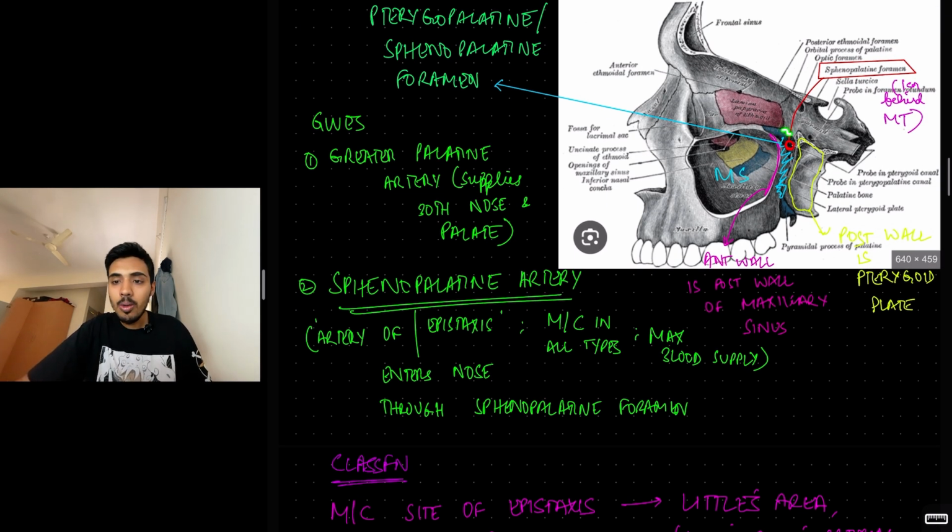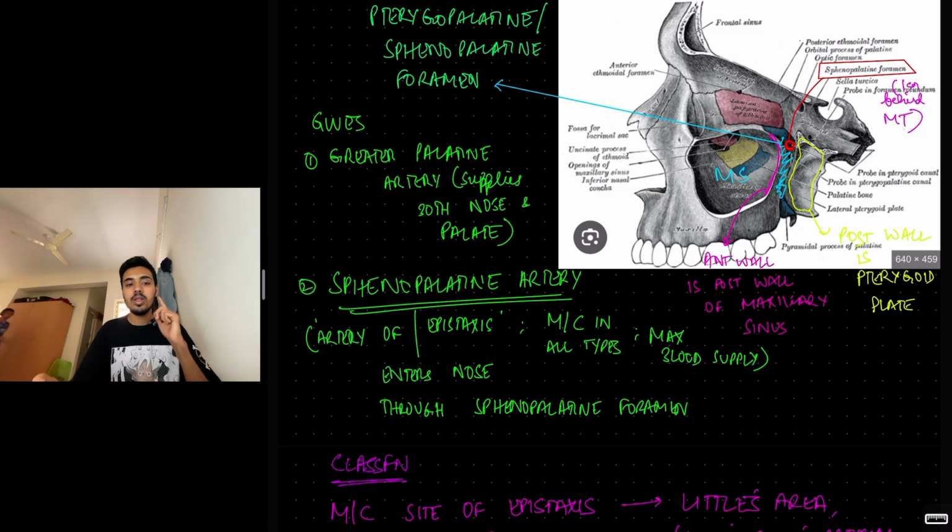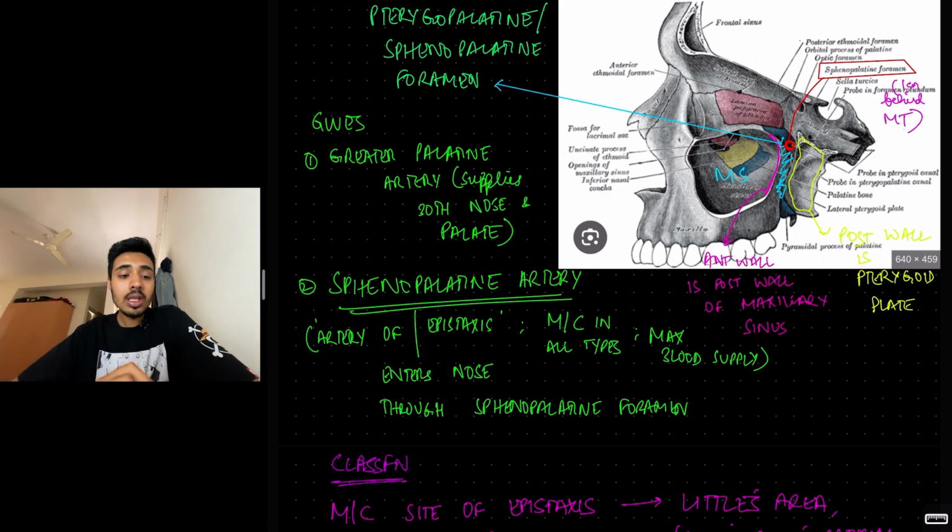Now, the anterior wall of the sphenopalatine foramen is the posterior wall of the maxillary sinus. The posterior wall of the sphenopalatine foramen is the lateral pterygoid plate. So in between the two, you have this sphenopalatine foramen. Now the maxillary artery has entered the sphenopalatine foramen, and within it the maxillary artery gives rise to two branches: the sphenopalatine artery and the greater palatine artery.